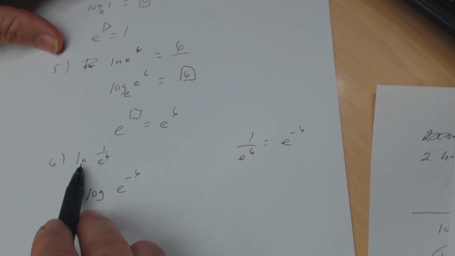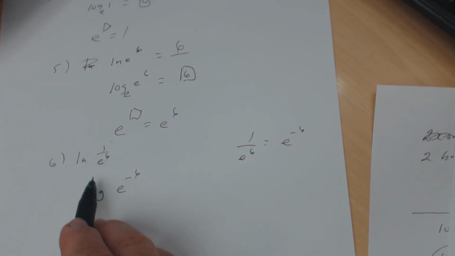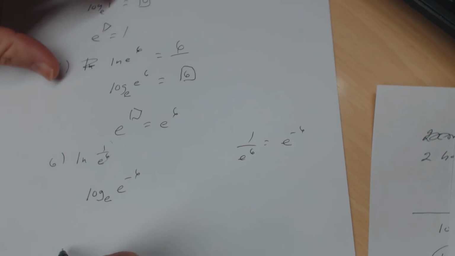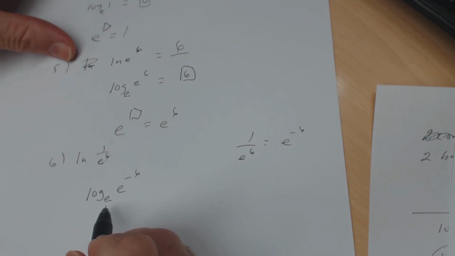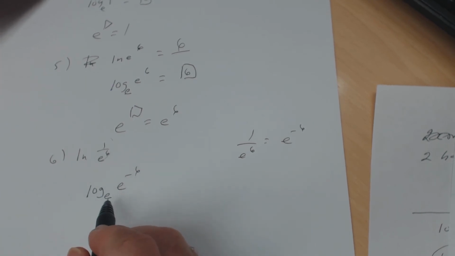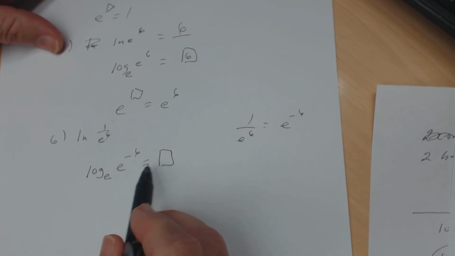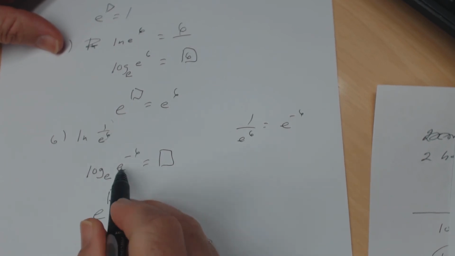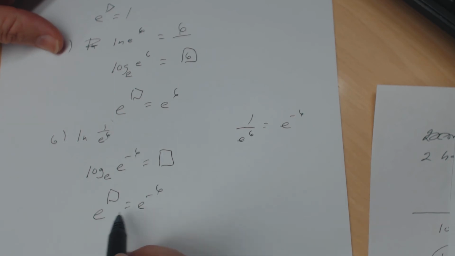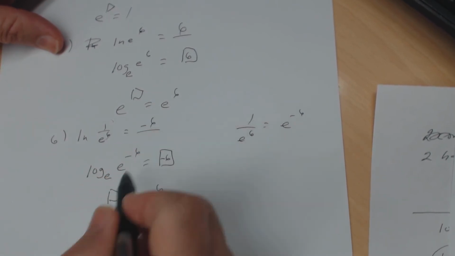Now remember, you have to rewrite it. Don't leave the base off, because if you leave it off, it's understood to be a 10. It's not a 10. That base is e. So you have to write e here. Natural log has base e. You're trying to figure out what this exponent is equal to. So e to what exponent is the argument, e to negative 6? Since the base is the same, the exponents have to be the same. So this has to be negative 6, which means this is equal to negative 6.